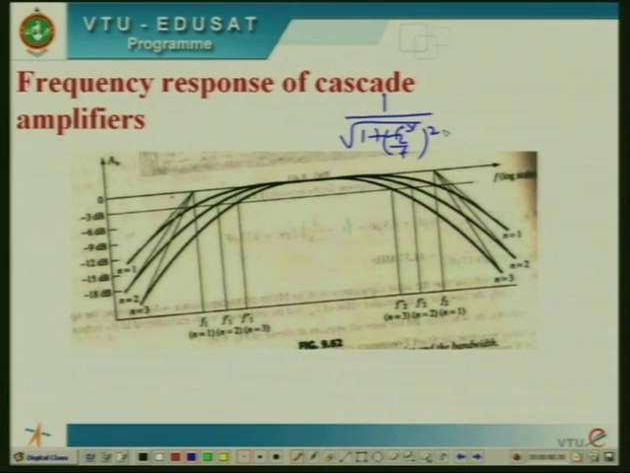If all the stages are identical, then you are going to get a square root of that, under the same square, you are going to get 1 by F, L by F square into 1, and so on.